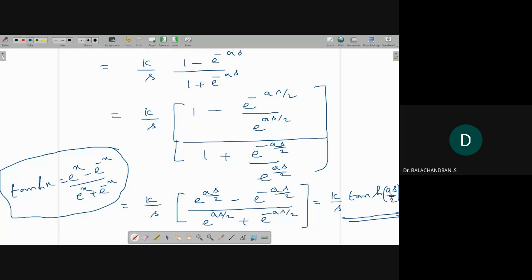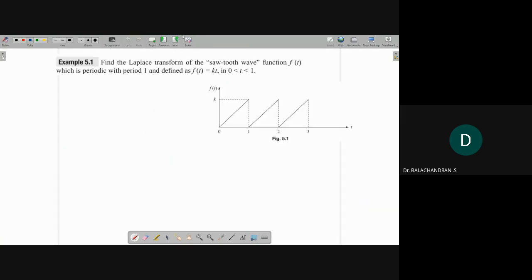Okay, so we'll move to the second problem. Second problem is, again here the function is not given. Okay, so find the Laplace transform of the function shown in this diagram, which is a sawtooth wave function. I think here the periodicity is given, but you can easily find out the periodicity is 1. Okay, it's repeated like this. Periodicity is 1, and here it is k. So this is 0 comma 0, this is 1 comma k.